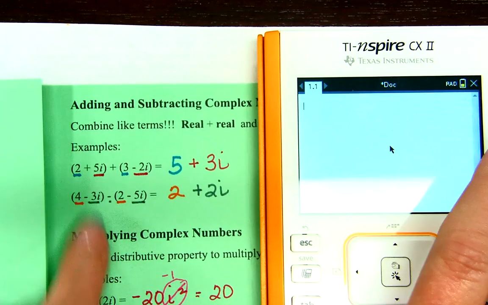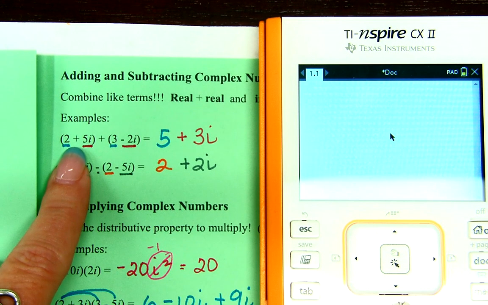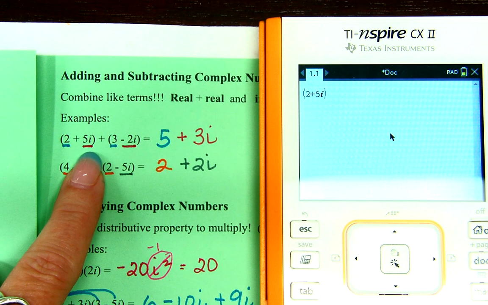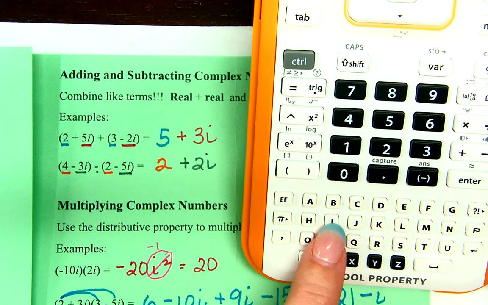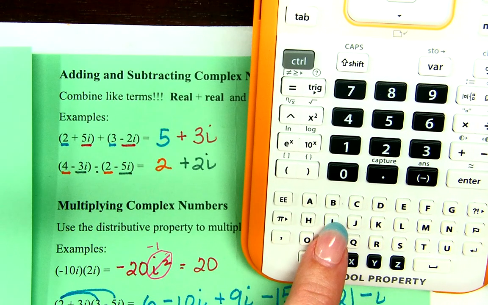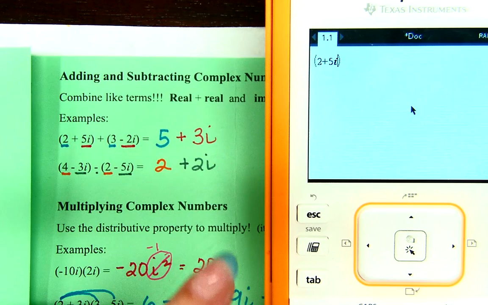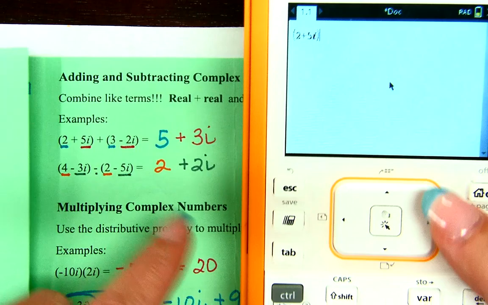So the first problem we did was this one, right? So I'm going to say 2 plus 5i. Did you see what I used? Did I use this i? No. This i is a variable. This i, do you see how this i is bold? You see that? Okay, so I'll do it slower when I do the next one.